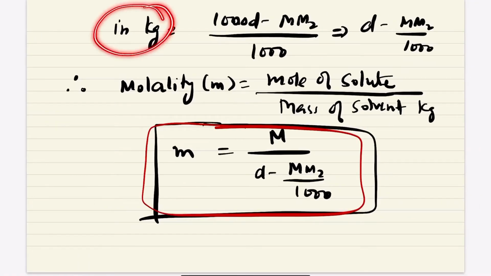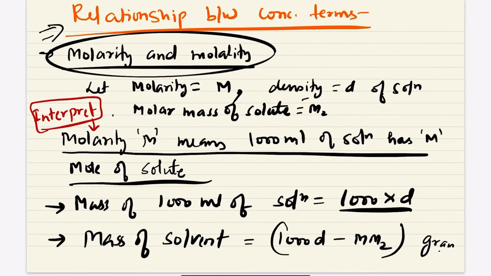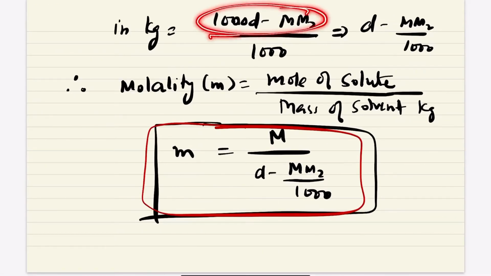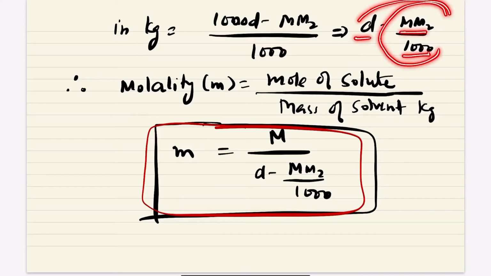So in kilogram, what will be the mass of solvent? This is the mass of solvent calculated in grams. If you want to convert this mass into kilograms, you have to divide it by 1000, and this comes out to be D minus M into M2 by 1000. So this is the mass of solvent in kilograms.